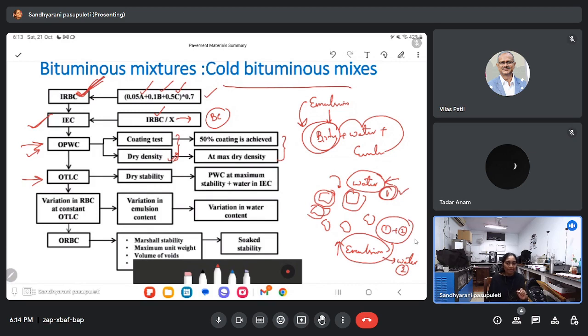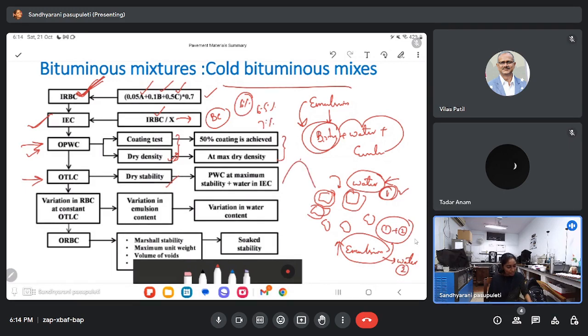In that emulsion, let us say I have 6% water. I add that emulsion and calculate the stability, exactly like density. Then again I increase the water in the emulsion to 6.5%. My pre-wetting water content is always constant, because that was determined from the maximum dry density. Now I increase the water content in the emulsion and again calculate the stability. Again I increase the water content in the emulsion and calculate.